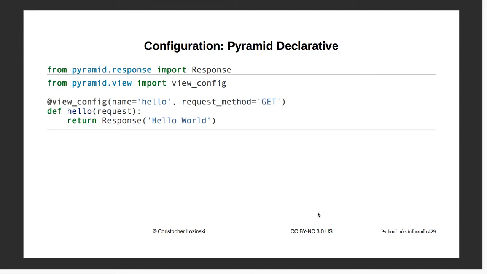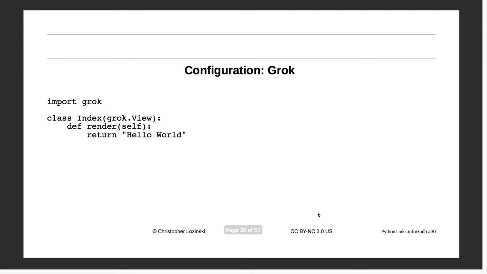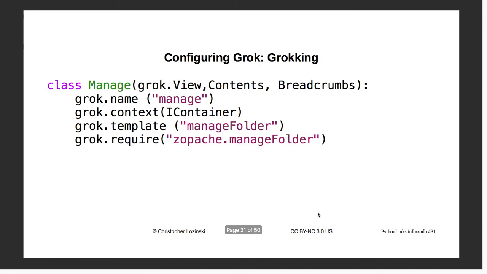Okay, so that's the pyramid approach. Here's the Grok approach. You create class index, a subclass of grok.view, return hello world, you're done. I was a bit embarrassed to show this because there's no configuration. Wait a minute, how's that possible? The answer is it's either implicit or it's hidden by inheritance. So let me show you a more explicit view.